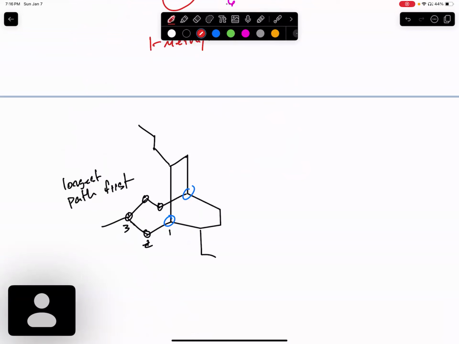Now where do we go? So this is the 1, 2, 3, 4, 5. Which way am I now going? Up. Does everybody agree?